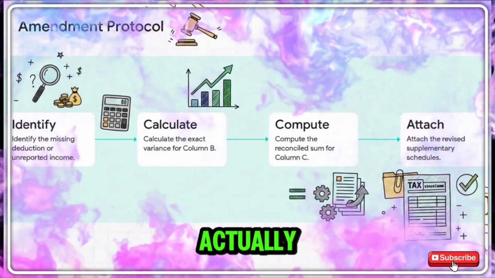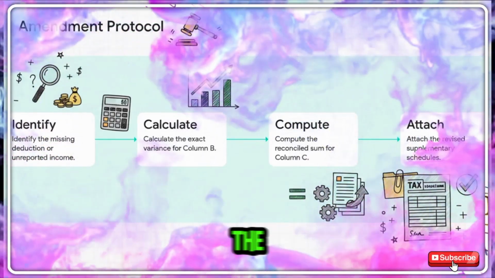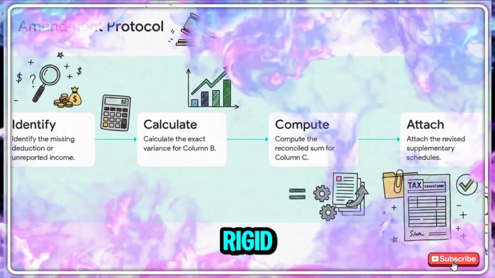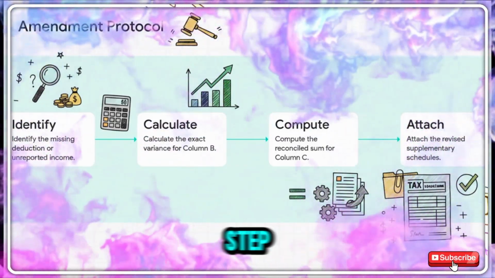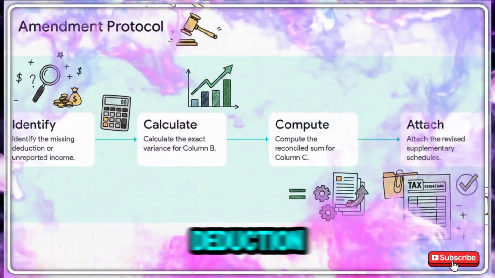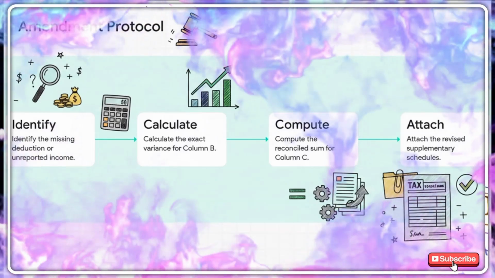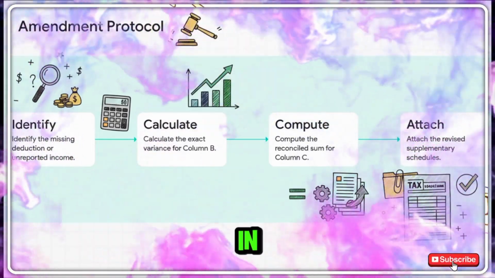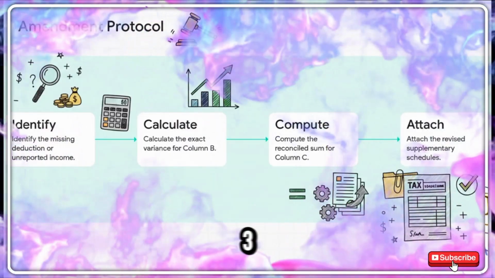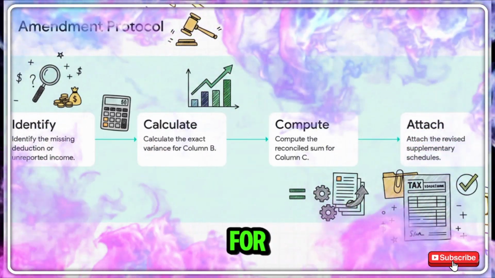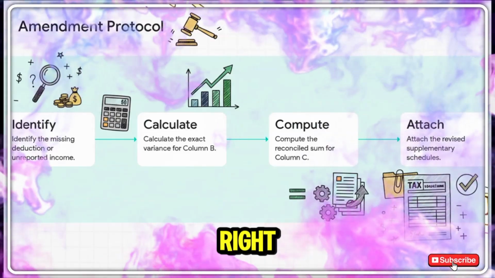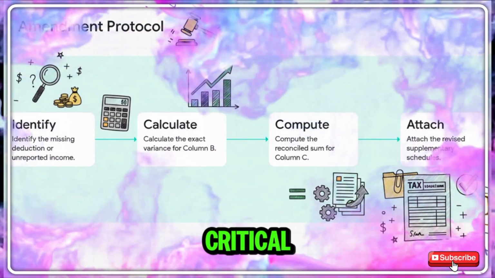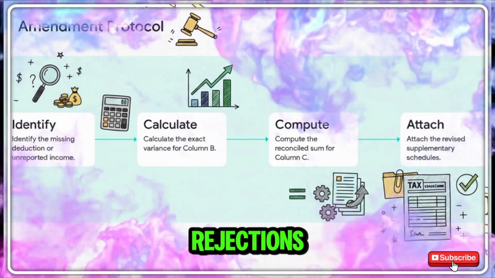To actually execute this correction, the framework forces you into a rigid 4-step protocol. Step 1, identify the missing deduction or unreported income. Step 2, calculate the exact variance for the delta in column B. Step 3, compute the final sum for column C. Simple enough, right? But step 4 is the critical bottleneck where most rejections actually happen.